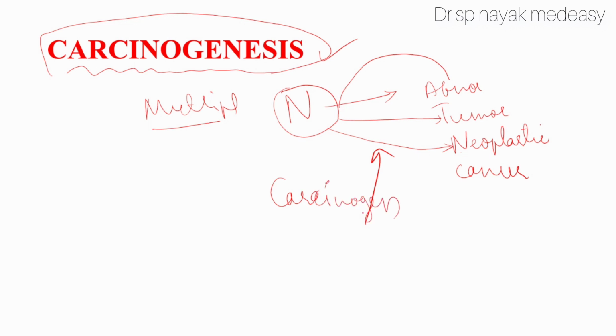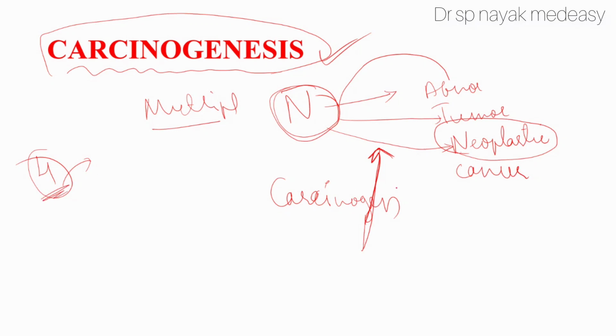a carcinogen. So what happens? A carcinogen will come to the normal cell and initiate the process. And in carcinogenesis, we have four stages that I'll explain now. Through these four stages, the normal cell will be converted into a neoplastic cell or cancer cell. This process or conversion is called carcinogenesis. Clear, everybody? Now I will explain this carcinogenesis in four different stages one by one.